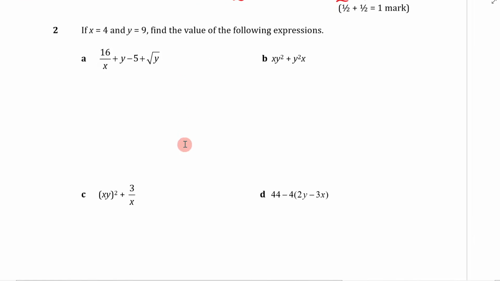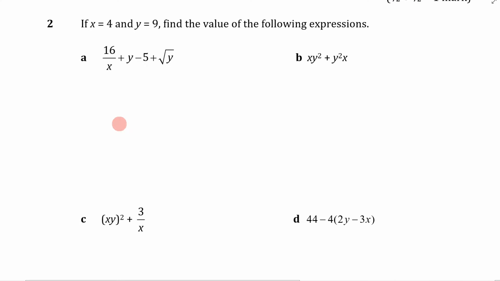Next. If x is equal to 4 and y is equal to 9, find the value of the following expressions. So remember, with substitution questions, you get a mark for literally doing this. Ready? See how I'm just replacing y with 9 and x with 4? That right there, people, is a mark. There's no excuse for not getting that correct.